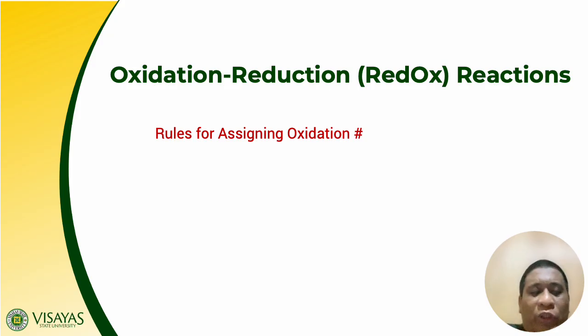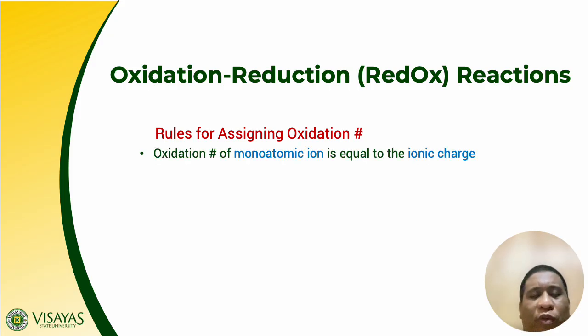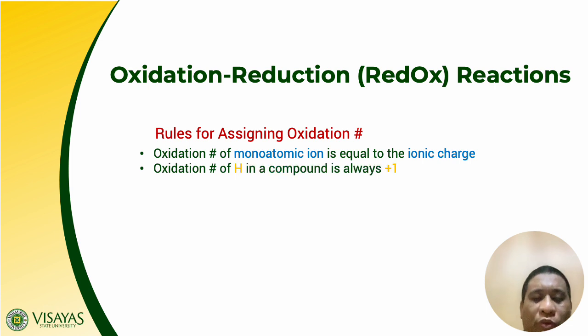So, for us to identify redox reactions, we first need to know the rules for assigning oxidation numbers of the elements in the reactants as well as in the products. One rule is that the oxidation number of any monoatomic ion is equal to its ionic charge. For example, if you have calcium 2 plus as an ion that is part of the reactant, then its oxidation number is also plus 2.